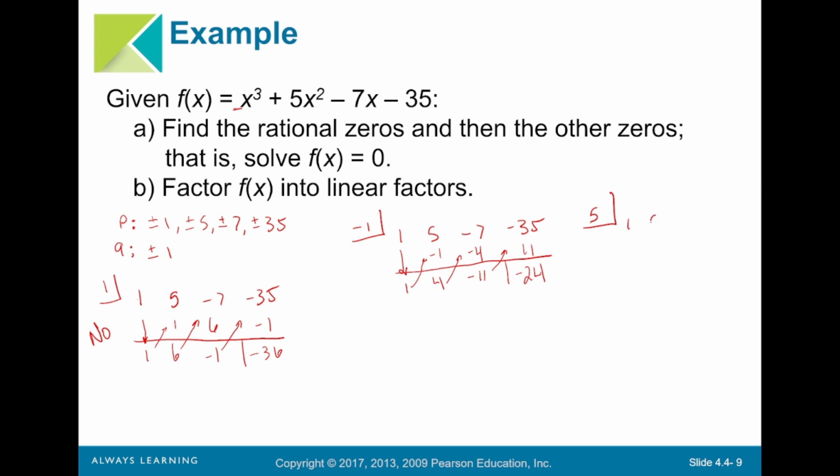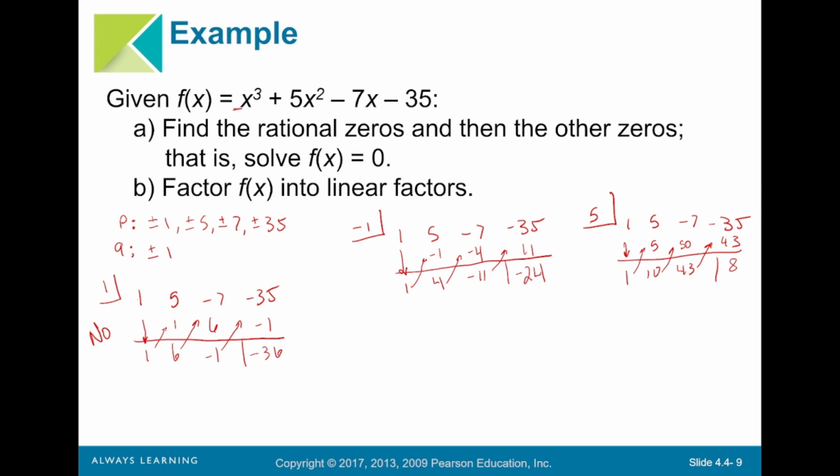1, 5, negative 7, negative 35. Give us some space, draw a line. All right, drop the 1. 1 times 5 is 5. 5 plus 5 is 10. 5 times 10 is 50. Negative 7 plus 50 is 43. Bring it up here, I get a 43. And negative 35 plus 43 is positive 8. We still haven't found it.